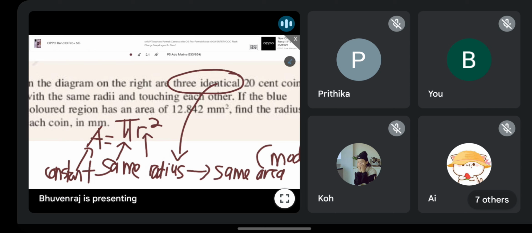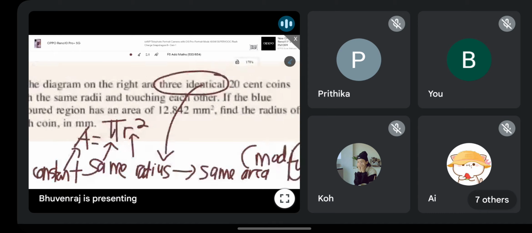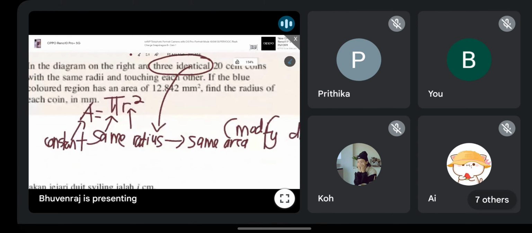When they say three identical, means area is the same, in other words. All right, so they tell you same radii touching each other. Blue colored region area, they give you the value. So they ask you to find the radius. Cari jejari setiap bulatan.